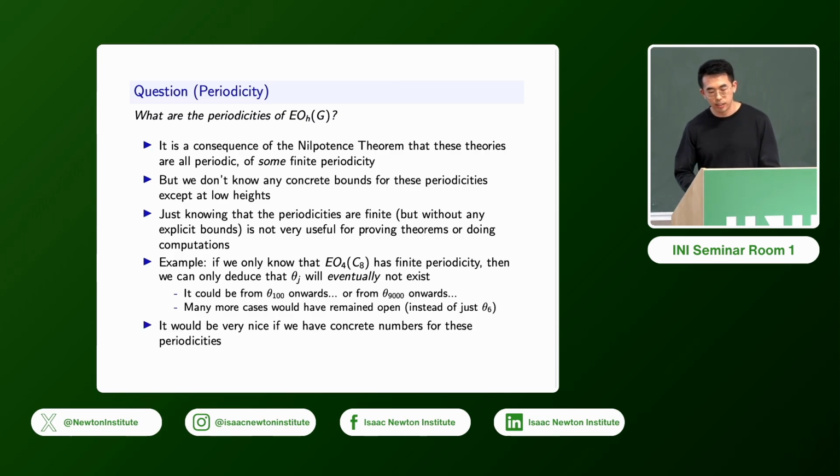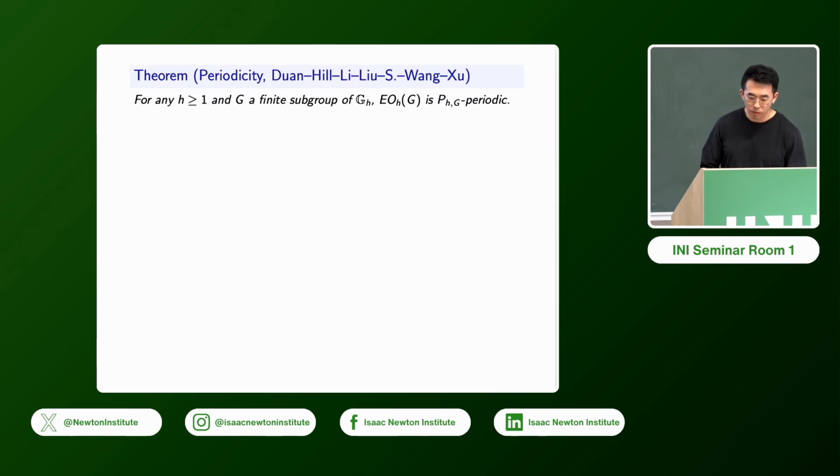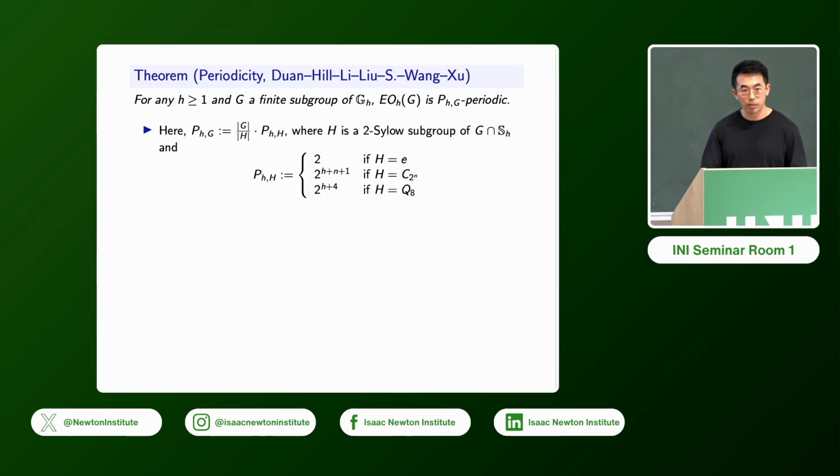So it'd be very nice if we actually do have concrete numbers for the periodicities for the higher real K theories. So here's the theorem we proved. We call this the periodicity theorem. We proved that at a prime 2, for any height H and any G a finite subgroup of GH, EOHG is PHG periodic, where this PHG is a very specific number. It depends on H and G.